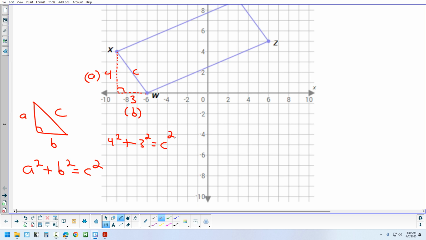4 squared plus 3 squared equals c squared. Darwin, what's 4 squared? 16. 16? Yep. And Isaac, what's 3 squared?